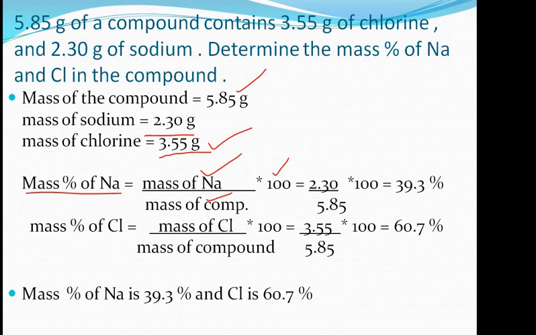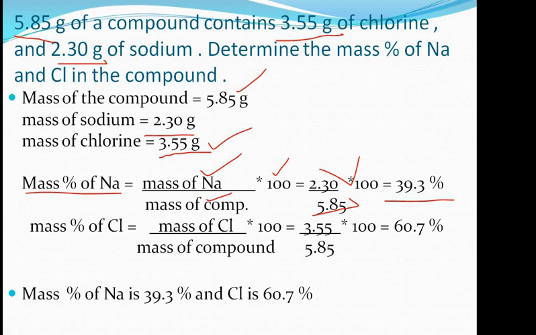So mass of sodium is 2.30, that is given. Mass of compound is 5.85, that is given in the question. Just use them. No need to calculate the relative molecular mass or the rest of the masses. So its value is 39.3%, right? Now mass percentage of chlorine.